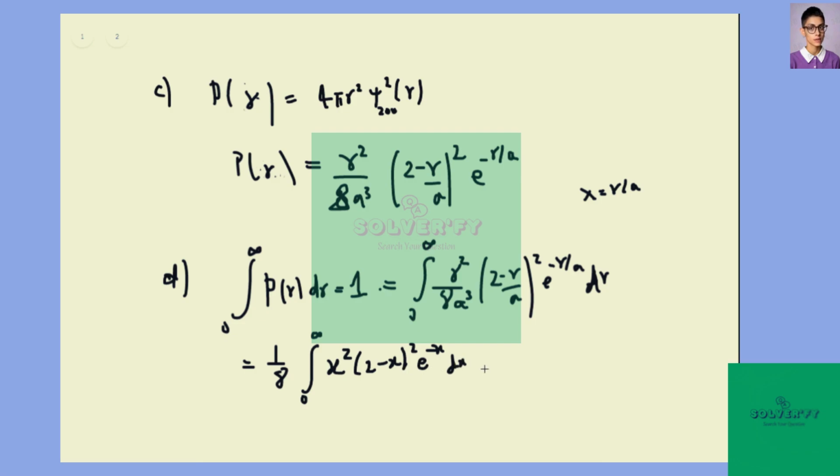The solution of this is a bit cumbersome, but the value that we get is 1 over 8 times (4 factorial minus 4 times 3 factorial plus 4 times 2 factorial). And as you can see, that's exactly equal to 1. So we have proved that the entire probability integrated is exactly equal to 1. So this wave function is normalized.